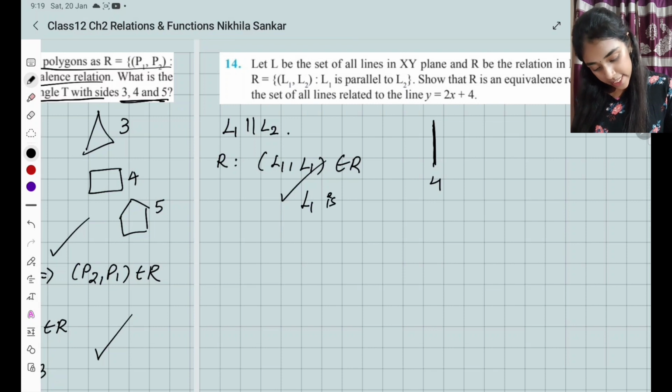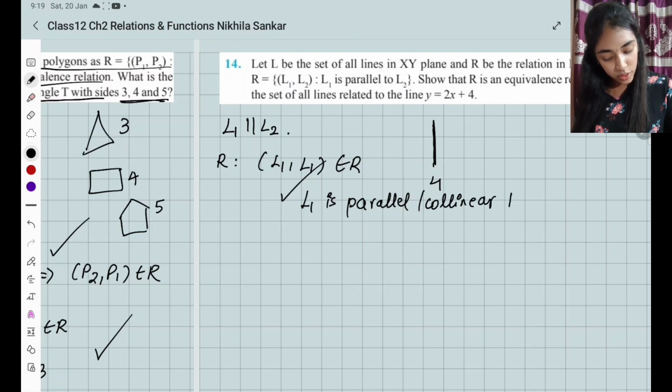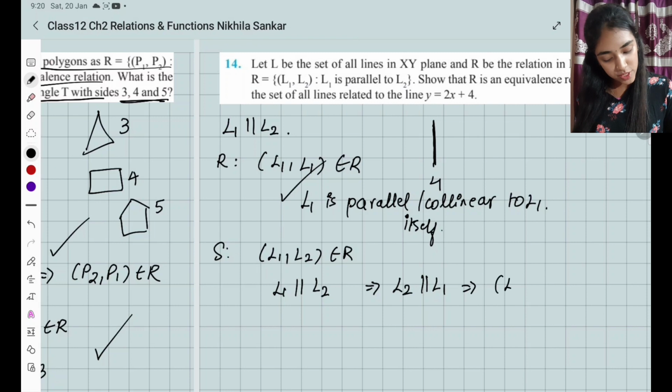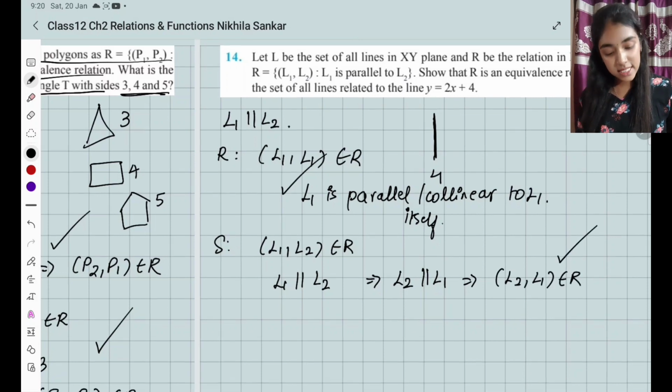L1 is parallel, or you can also say collinear. Collinear lines are going to be parallel. Collinear to itself, to L1 or itself nu போடலாம். Okay? Then symmetric relation. You have L1, L2 belongs to R, which means L1 is parallel to L2, which means L2 is also parallel to L1. So from this you can say L2, L1 belongs to R. So this is going to be symmetric also.